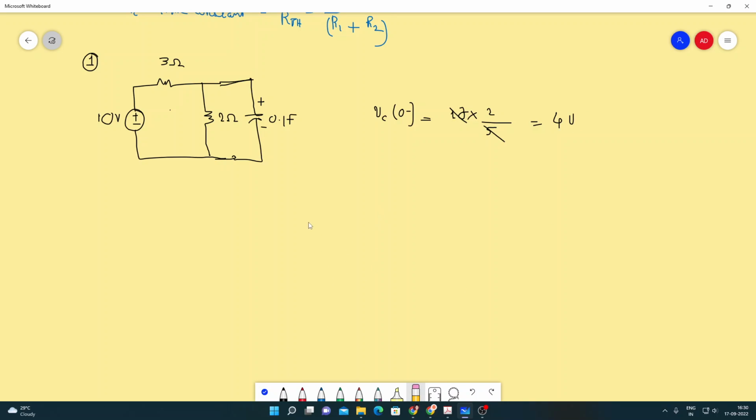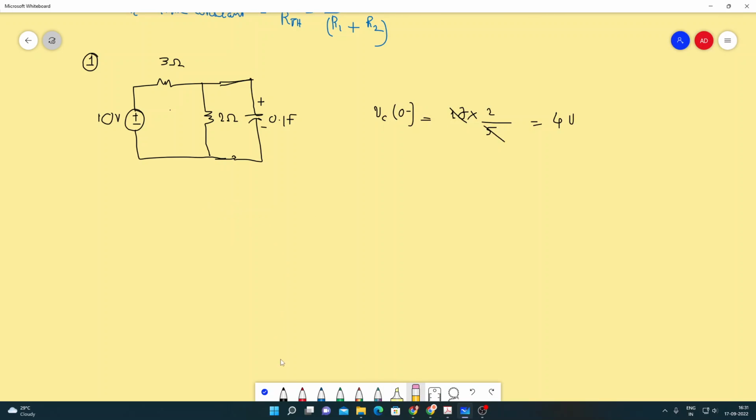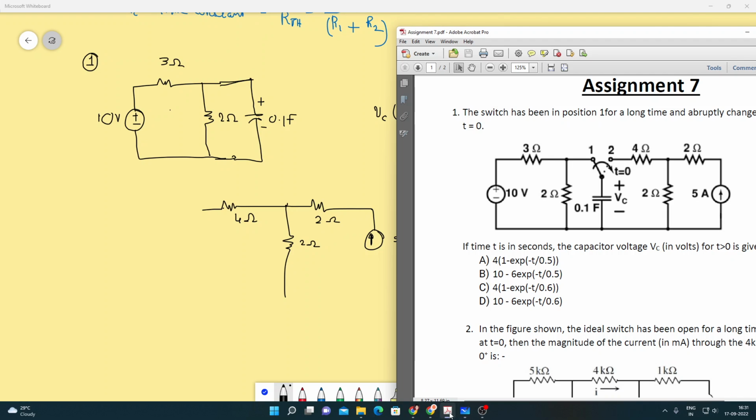Right? Now once the switch is connected to position 2, what will the circuit become? Let's see. 4, 2, 2 and 5 ampere up. So 4 ohms, then we have a 2 ohms resistor. Here also we have a 2 ohms resistor. We have a 5 ampere current upward.